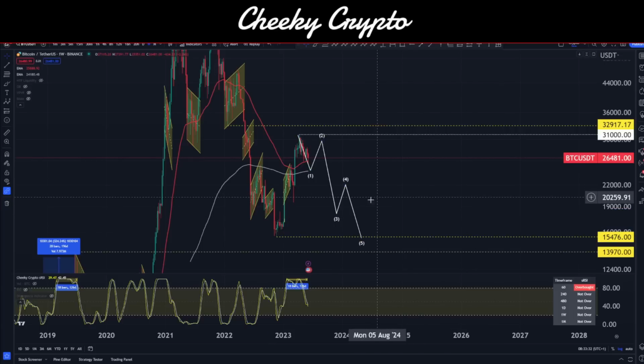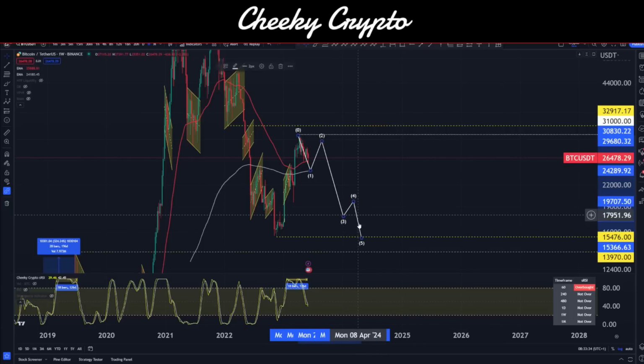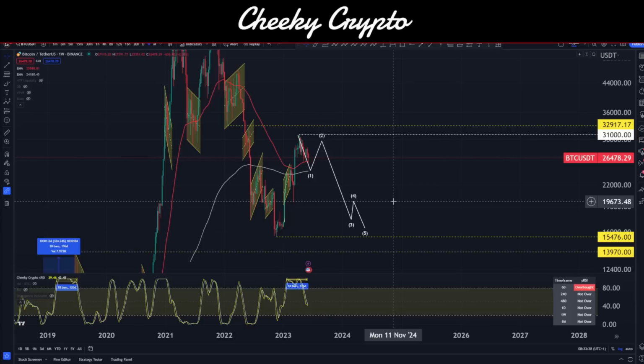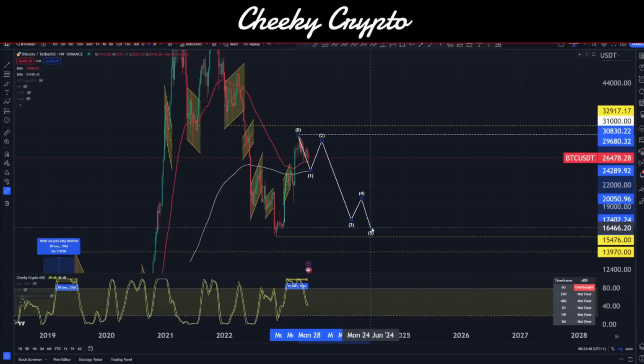Now, the problem that you have is 5-wave structures: if you start with 5 waves, you must end in 5 waves. There's no pattern that starts with 5 waves and ends in a 3-wave structure. Okay, so they all must end in 5 waves. And if we think about that, that might mean that we've got ourselves a bit of a problem here.